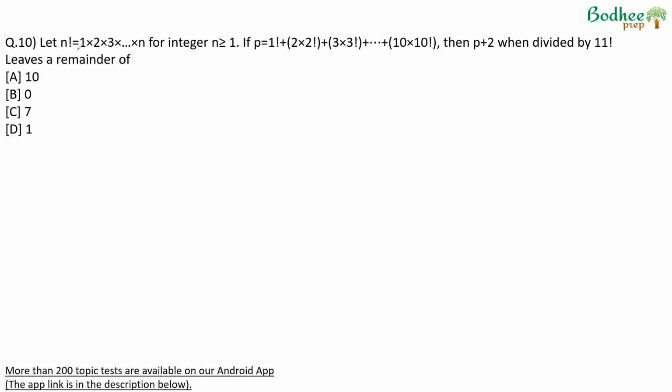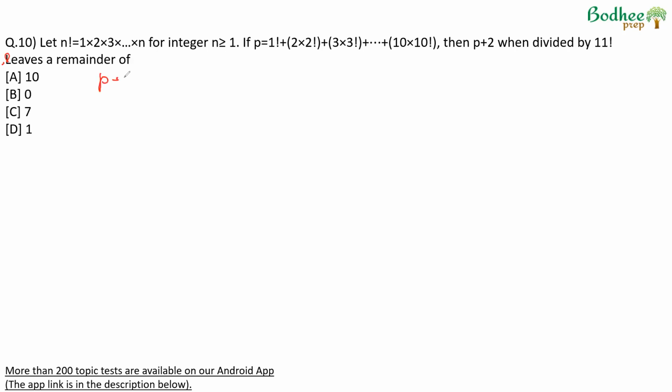N factorial is defined as a product of natural numbers from 1 to n, where n is greater than or equal to 1. P is a number which is 1 factorial plus 2 into 2 factorial plus 3 into 3 factorial and so on. P plus 2 is divided by 11 factorial. This will leave a remainder of what?